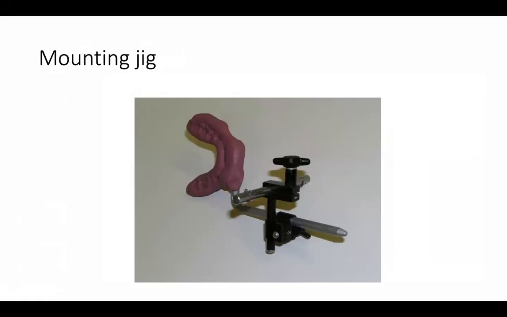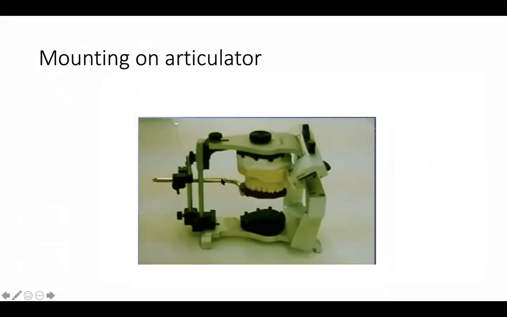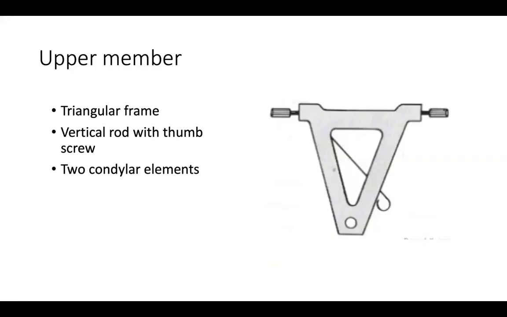When the face bow was recorded, this is how it is taken out from the patient's oral cavity. This is the mount that is required in order to connect it with this articulator, right? So these mounts help us in placing the cast in the exact position in which it was in the patient's oral cavity, and this helps us in mounting the upper member to the articulator with the help of plaster.